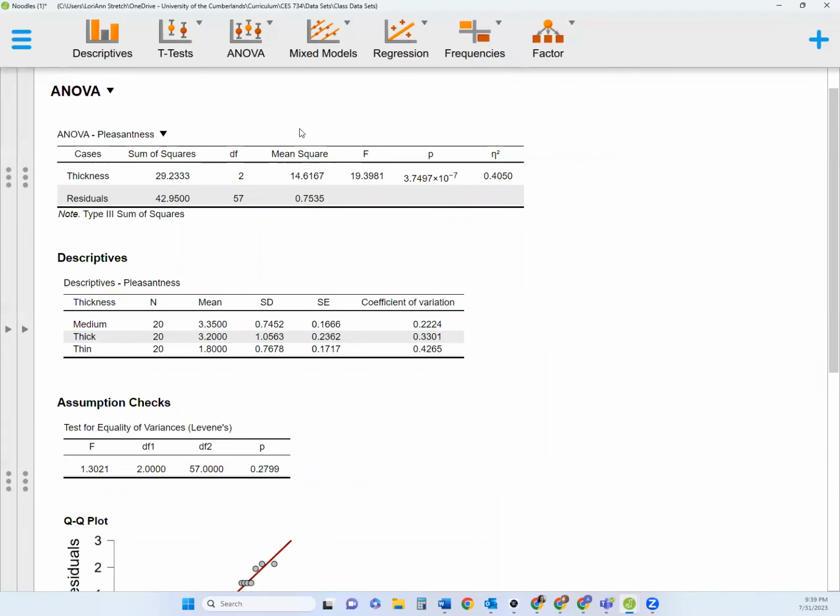So again, just a quick look here. These are our results. This is our effect size. This is our significance level. This is our score, our F test or obtained value. Here we have some descriptives.